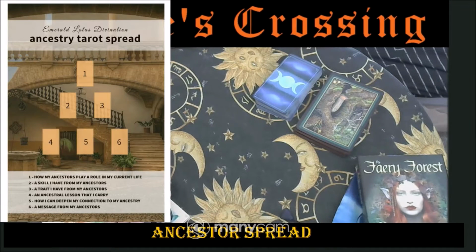So when we begin, you've seen this is the spread here. Just to show you, let's have a look at what they actually are. Firstly, number 1 at the top: how my ancestors play a role in my current life. Number 2 is a skill I have from my ancestors. Number 3, a trait I have from my ancestors. Number 4, an ancestral lesson that I carry.